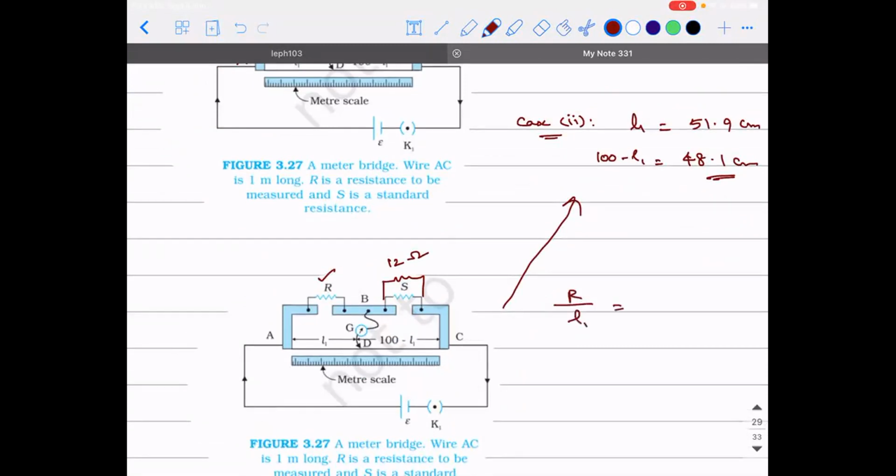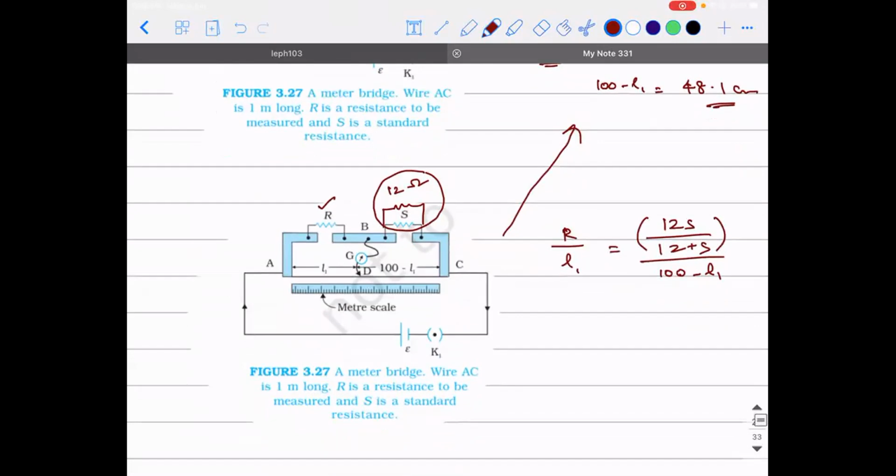Similarly, in the second scenario, R divided by L1 is equal to the equivalent resistance, 12S divided by 12 plus S, divided by 100 minus L1. Clear, guys? So why did I write 12S divided by 12 plus S? Because it is R1 R2 divided by R1 plus R2. That is the concept I used.